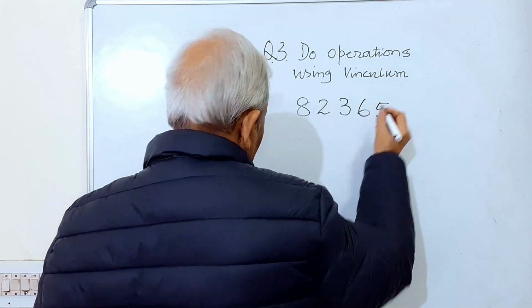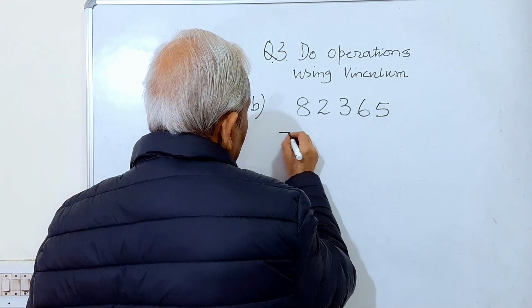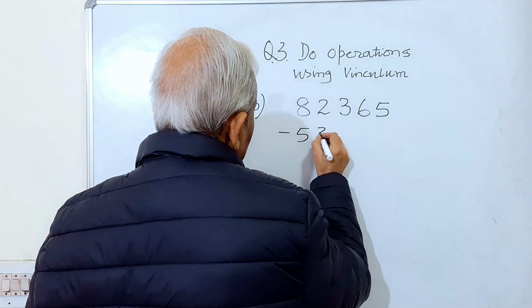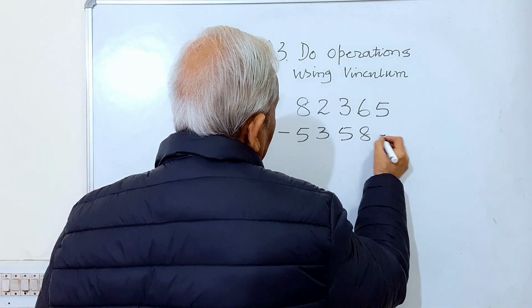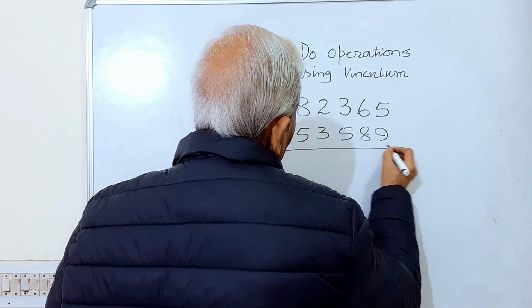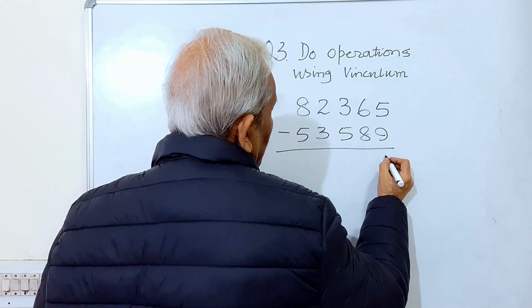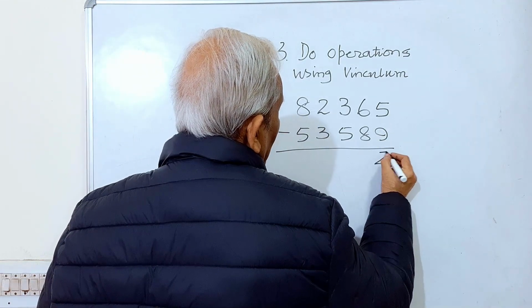82365 minus 53589. Minus 9 plus 5 minus 4, 4 bar.